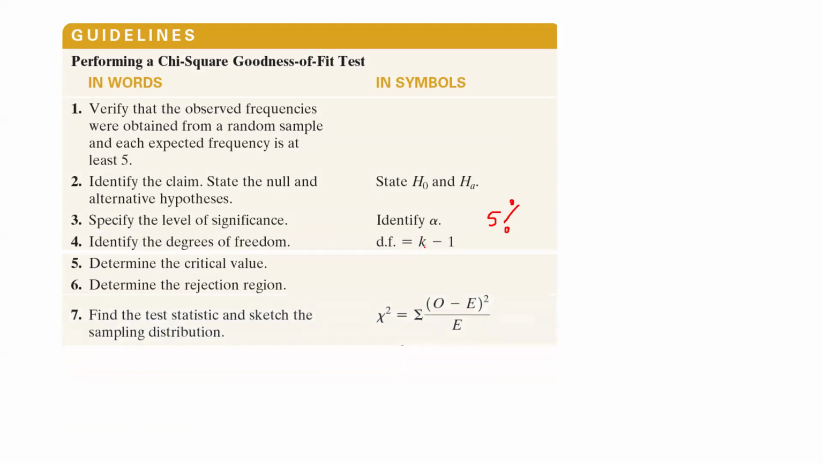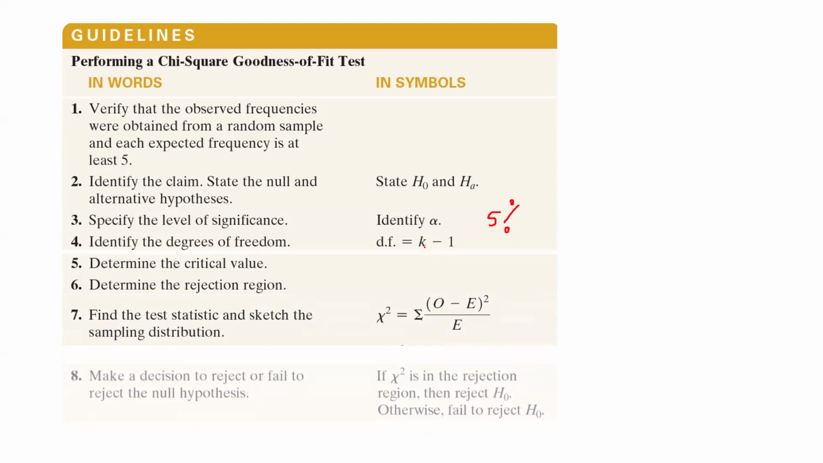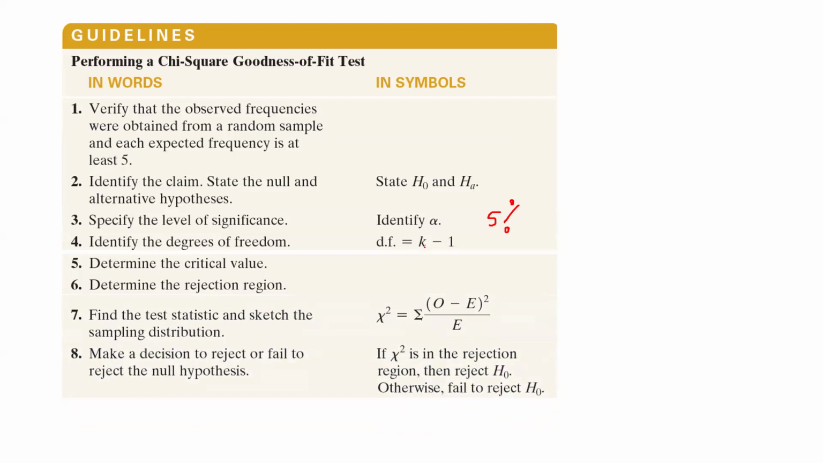Find the test statistic, which is your chi-squared. Check to see if chi-squared is inside the rejection region or not. If it is inside the rejection region, you're going to reject the null hypothesis. Otherwise, you're going to say that, hey, we failed to reject the null hypothesis. You could also use alpha and compare it with the p-value as well. So we have different options when it comes to hypothesis testing. In this case, we are using the rejection region. So let's go back to our example.